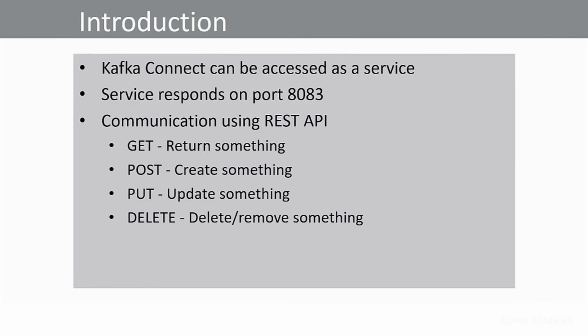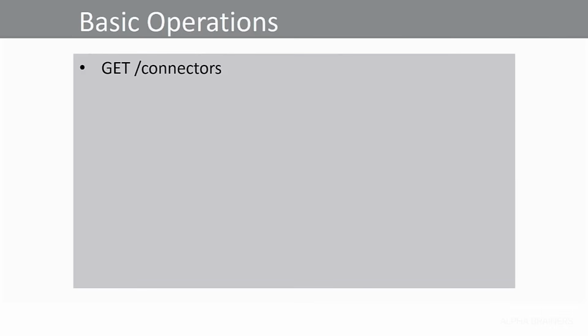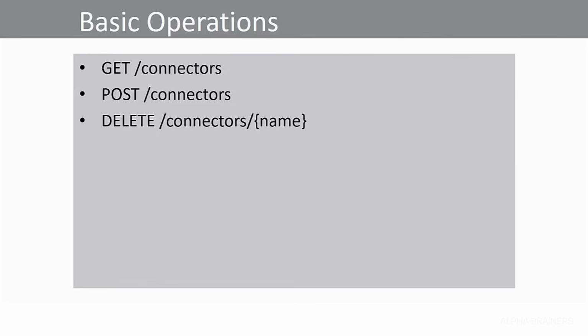So let's talk about some basic operations that you might use. One example would be GET with /connectors. This will actually return a list of active connectors. If you want to create a new connector, we can use POST and then /connectors. The request itself should include in the body a JSON object containing the string field and the object field for the connector properties. And then we can also delete a connector if we want to. In this case, you're going to pass in a parameter, which is going to be the name of the connector that you want to delete.